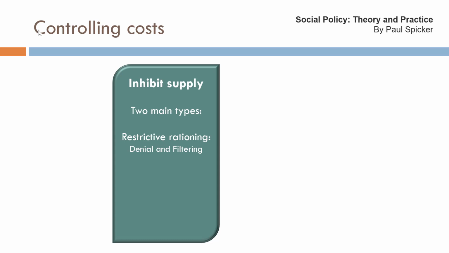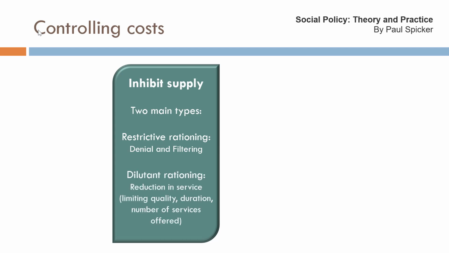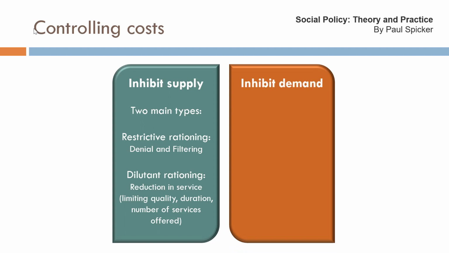And then the second type of inhibiting supply involves diluent rationing, and this is where there's a reduction in service, which involves either the quality of the service, how long it's provided, or the amount of services offered. The second choice when it comes to controlling costs involves inhibiting demand, and there are three common methods of doing this. The first is deterrence, which has two subparts, if you will.